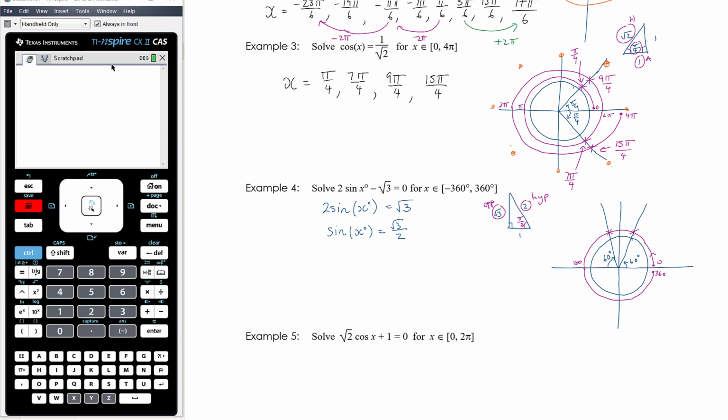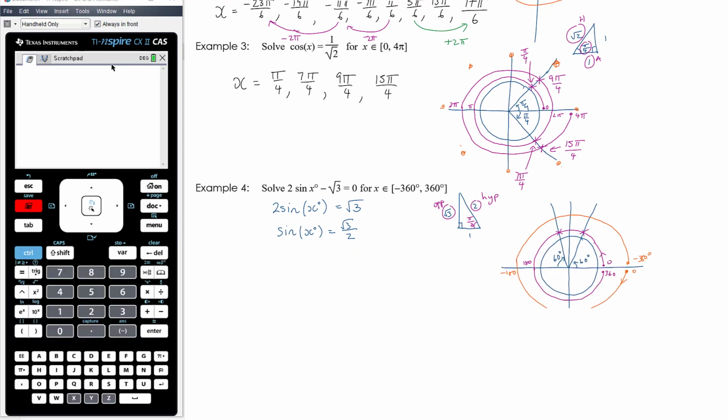And then if we also think about the negative lap, so starting at 0, travelling this way around the unit circle, this is minus 180 and minus 360. Okay, so we've got 2 positive and 2 negative solutions.